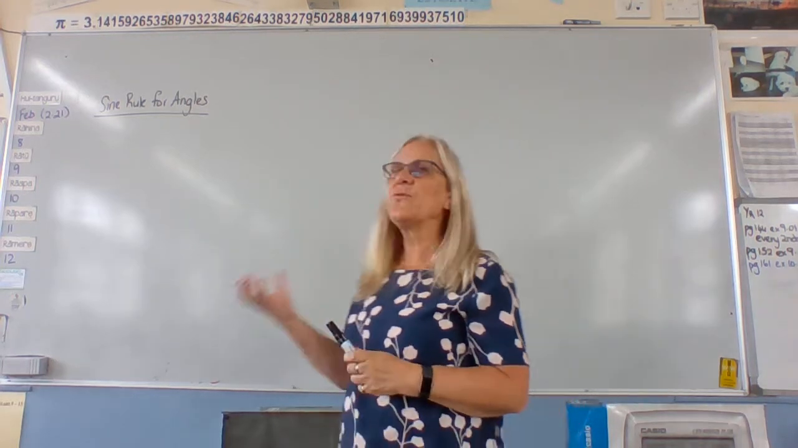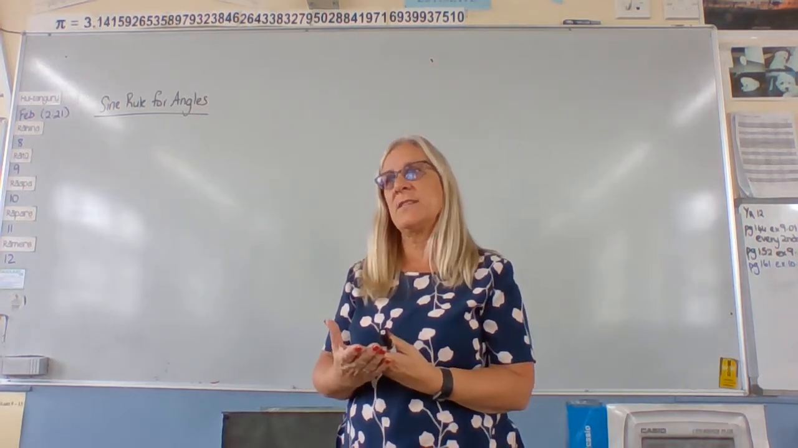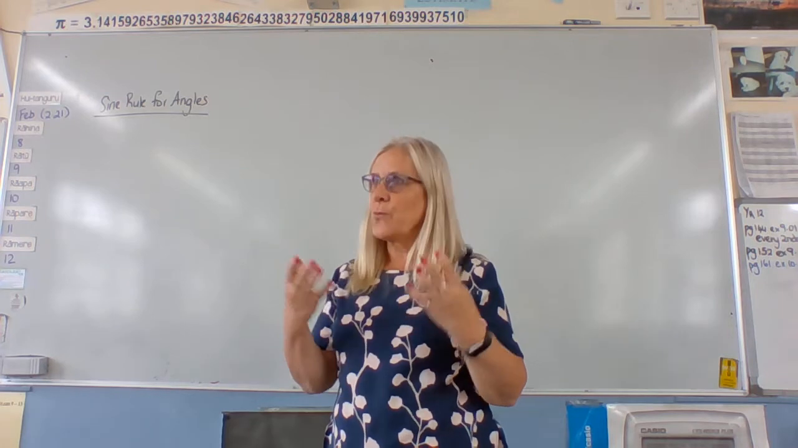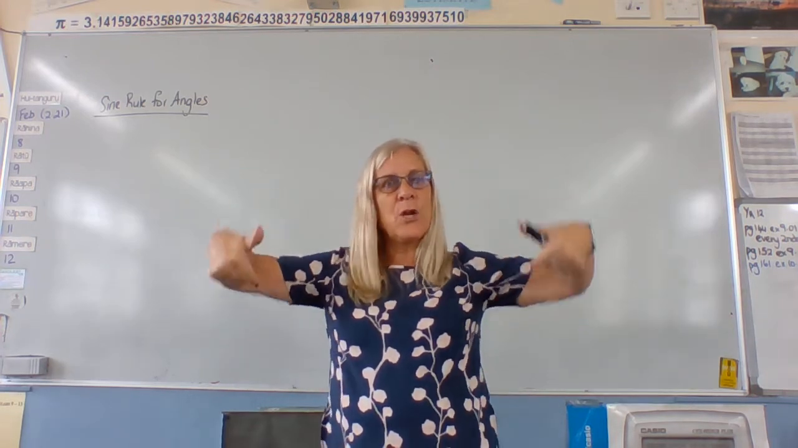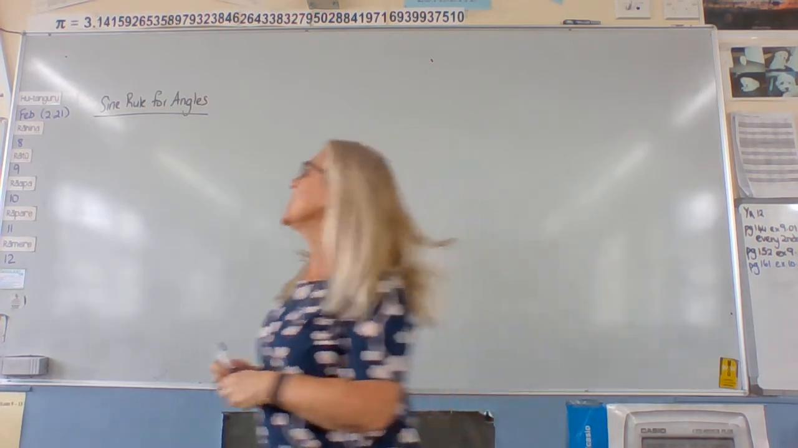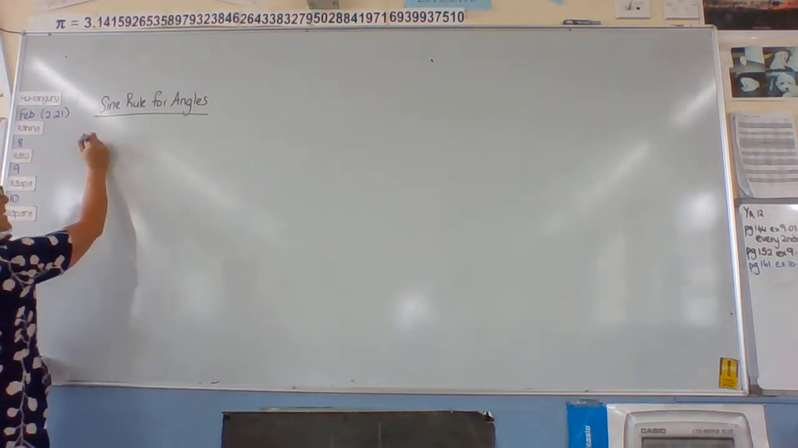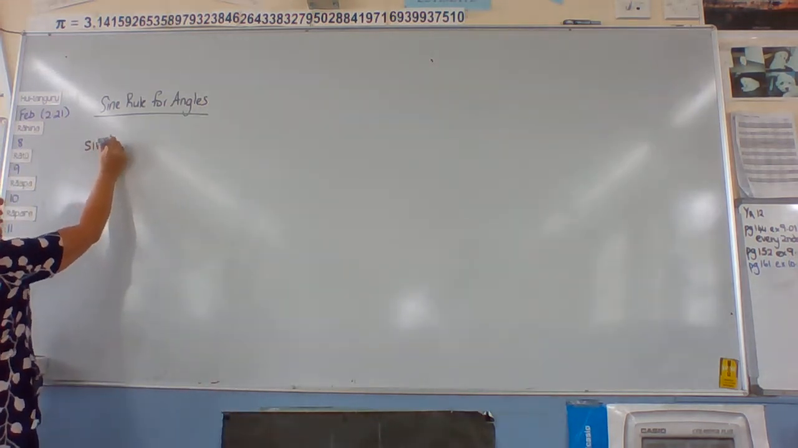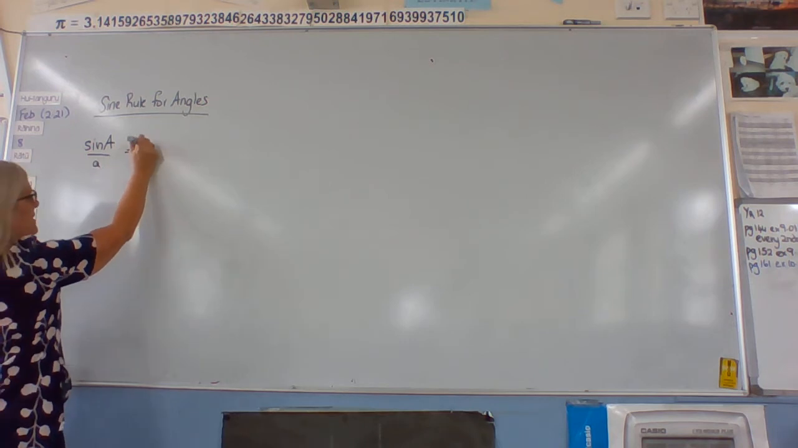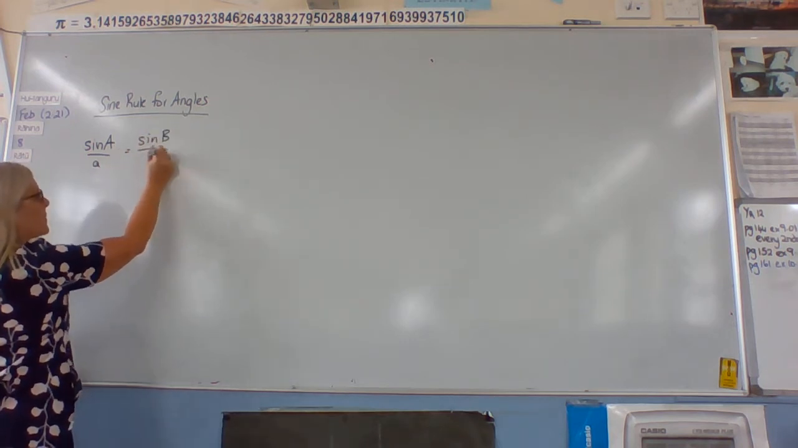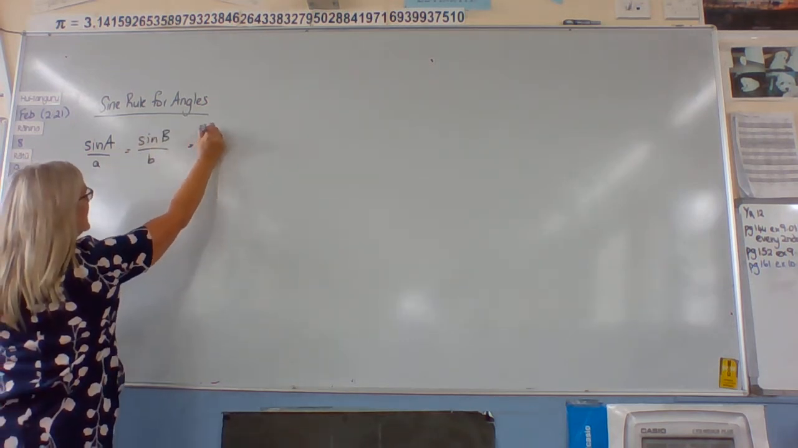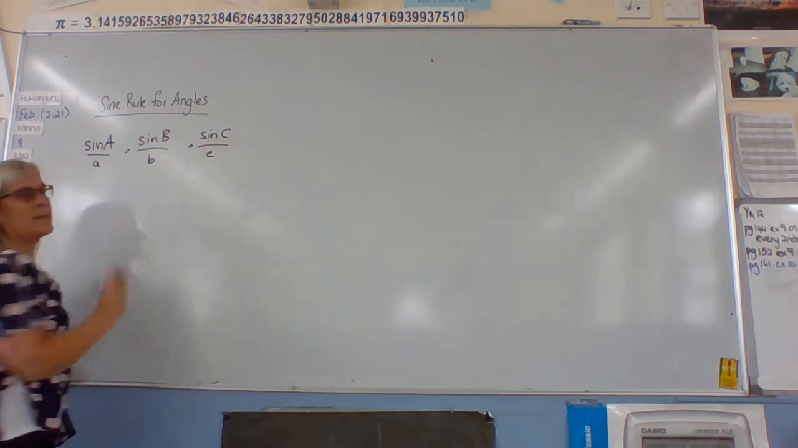So when we're trying to find an angle using the sine rule, all we do is turn it upside down. So it will look like this: sine A over a equals sine B over b equals sine C over c.